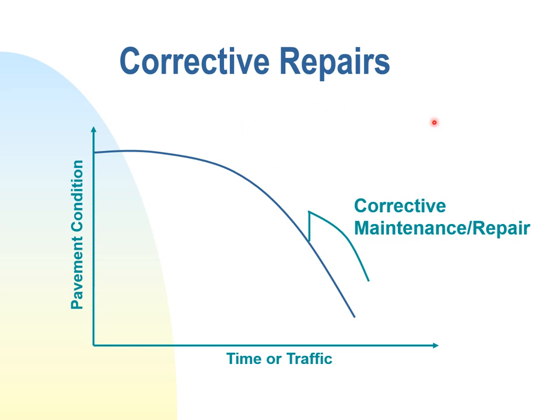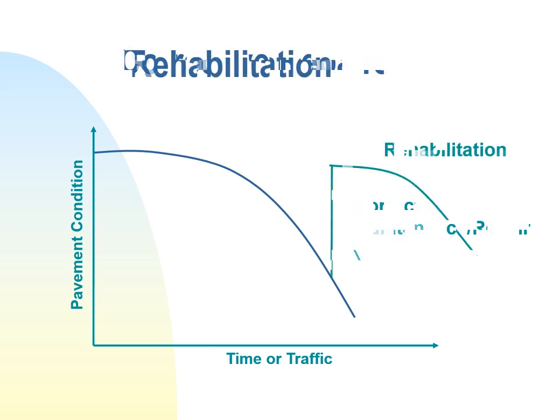The corrective repairs. Now here you can see that, let's say your pavement has this particular condition. Now if some corrective maintenance or repair works have been done, we'll be able to enhance the condition, and you can see the condition is now up to this level. It has been enhanced, and with the passage of time or increase in the traffic, again you have the same trend.